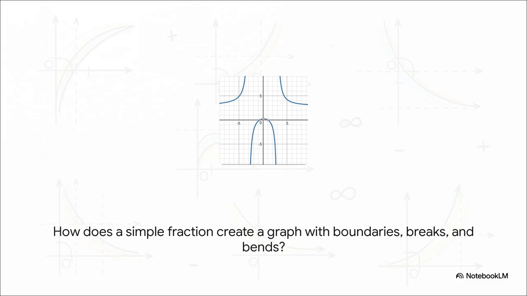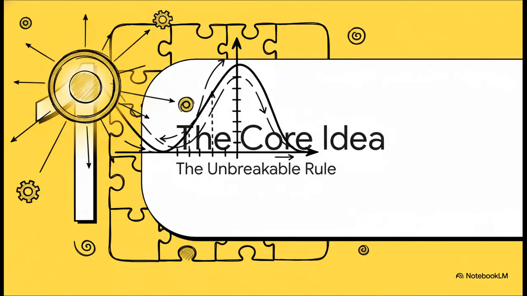Let's investigate. To solve this puzzle, we have to start at the very beginning with the one principle that controls everything. You can think of it as the core idea, the one unbreakable rule that dictates every single twist and turn you see on that graph.